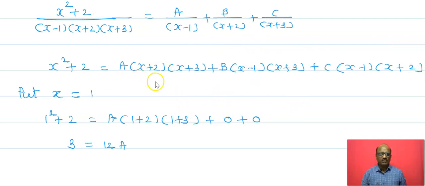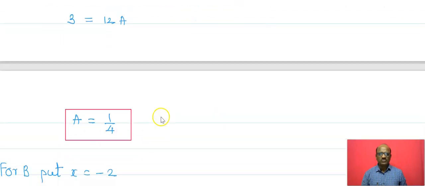Now to find out the value of a, first of all, what is the common for b and c? It is x minus 1. Therefore put x minus 1 is equals to 0, therefore x is equals to 1. If we substitute x is equals to 1 in this expression, you will get the value of a. Put x is equals to 1: 1 square plus 2 is equals to a into 1 plus 2 into 1 plus 3, and b and c will be 0. That is 4 into 3, that is 12. 3 is equals to 12a. Therefore a is equals to 3 upon 12, that is a is equals to 1 by 4.